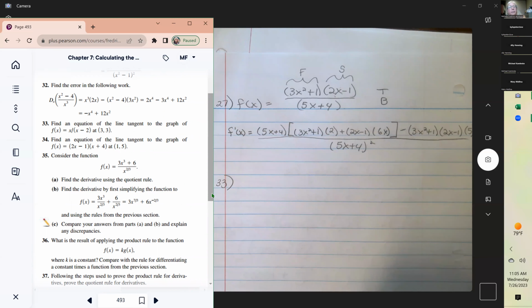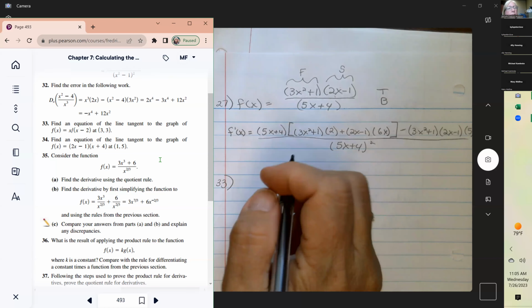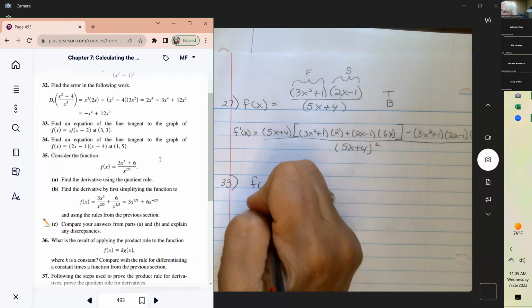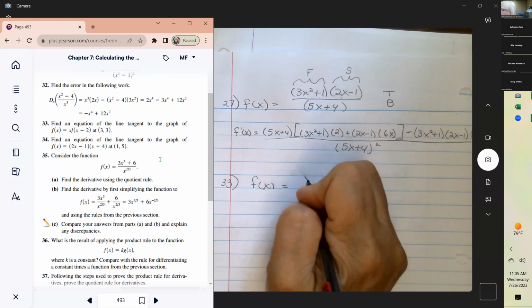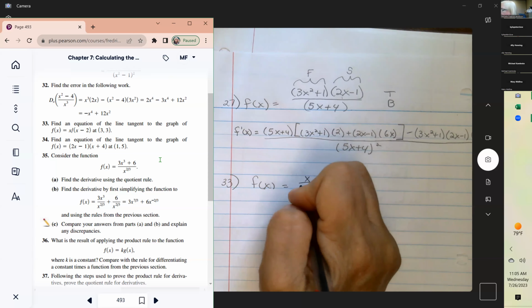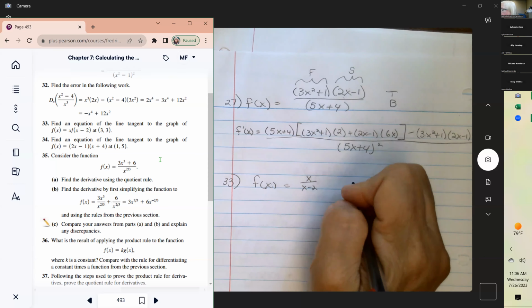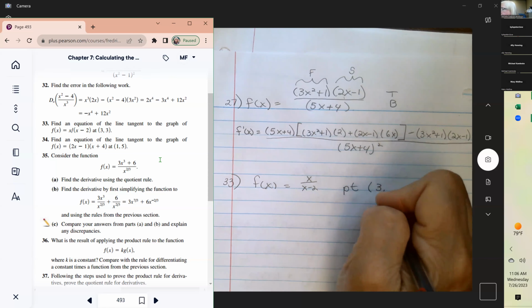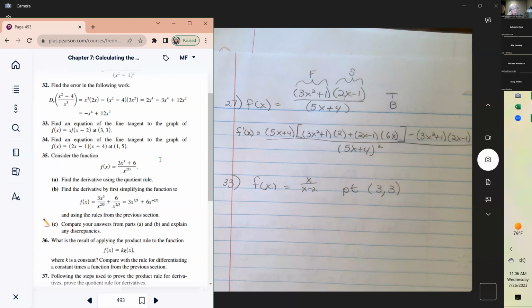Find an equation of the line tangent to the graph at the point 3, 3. There's definitely one of these on the exam, and it's either similar to 33 or 34. Notice they gave us the entire point where last class we had to also find the point. So to find the tangent line, you need a point, which they gave us. We need the slope, which is your derivative, and then we can find the equation.